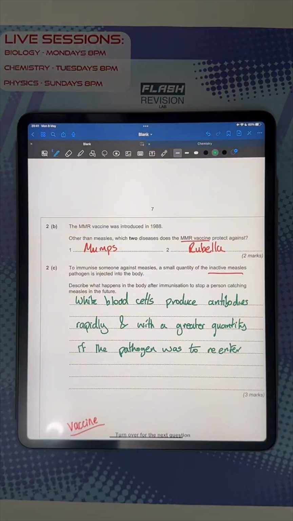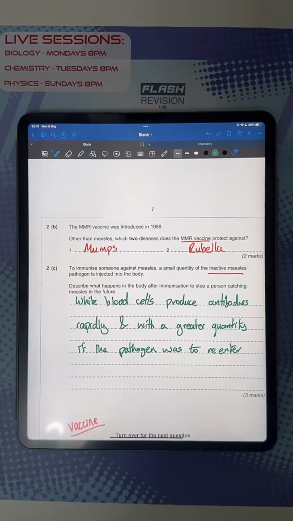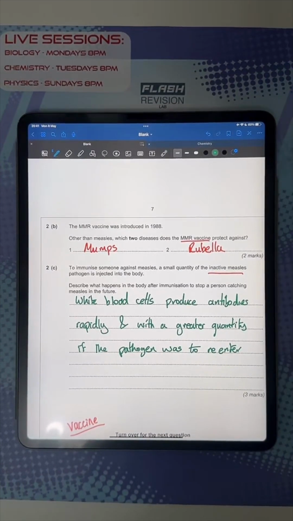Let me see. You guys got any questions? Okay. In this question, you don't need to talk about what the antigens do. It's only 3 marks. Antitoxins isn't relevant for measles because measles is a virus. Toxins are only produced by bacteria.